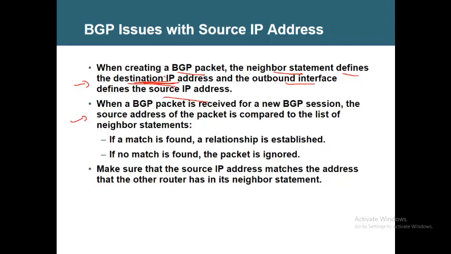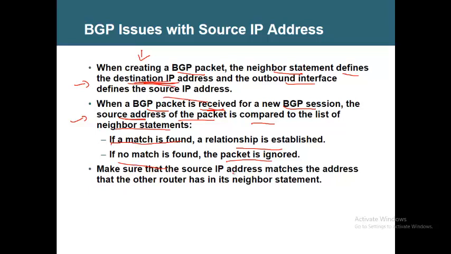Now you see the second point. When a BGP packet is received, listen, the previous one was the sending side. This is the sender, the router which sends. Now on the receiving side, when the packet is received for a new BGP session, the source address of the packet is compared with a list of neighbor statements. If a match is found, the relationship is established. If not found, packets are ignored. Let us see up to this one first.